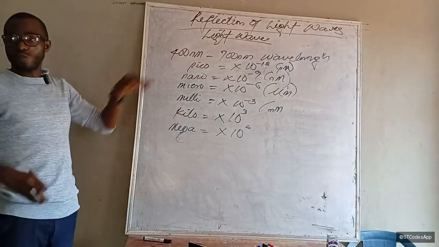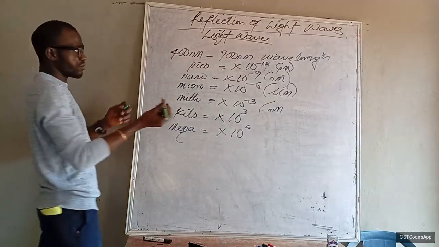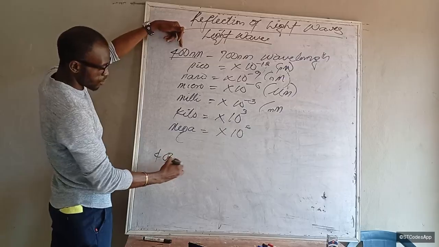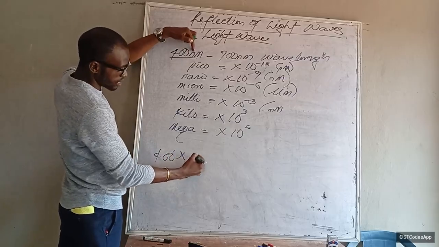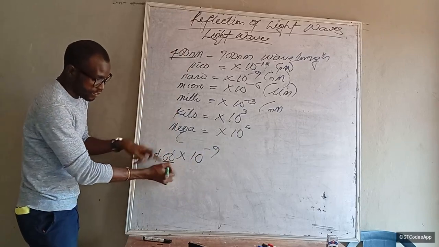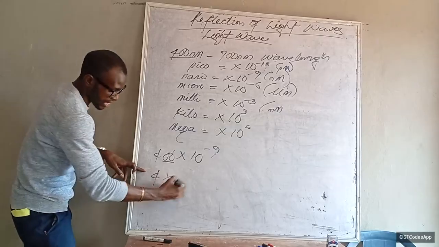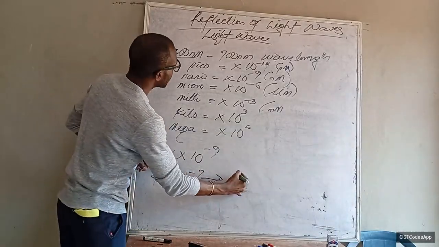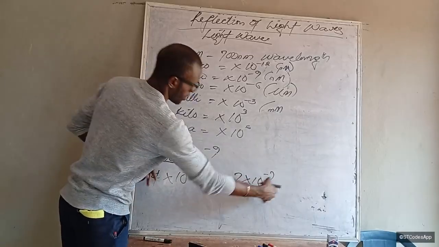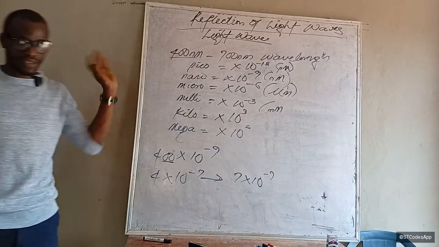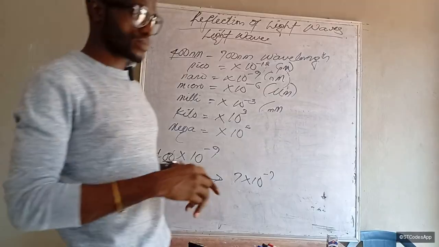So now, in your listening, they might want to confuse you. See, this 400 nanometer is the same as 4 times 10 to the power minus 7. 400 times nano, which is 10 to the power minus 9, so by the time you remove these 2 zeros, it becomes 4 times 10 to the power minus 7. Is it correct? They are saying the same thing. Don't forget it.